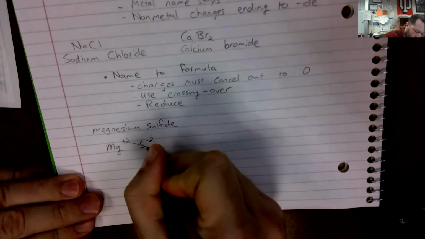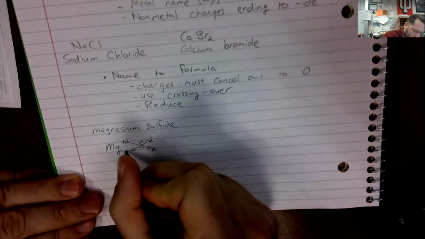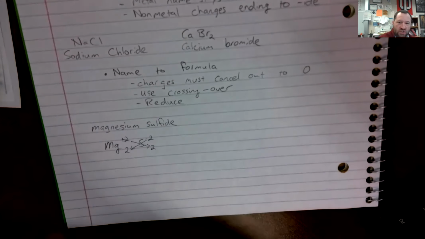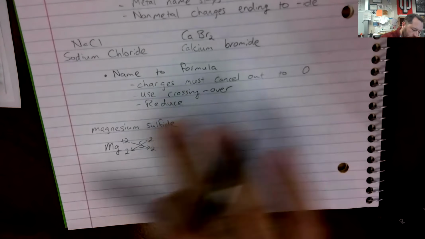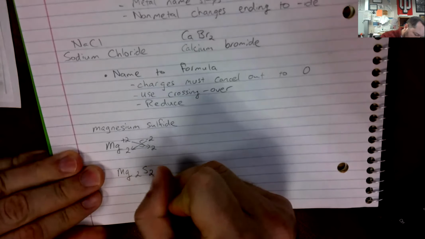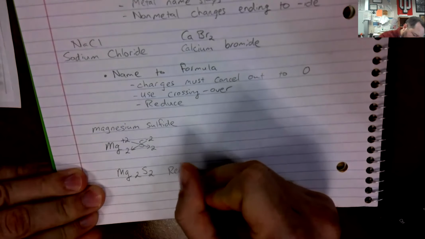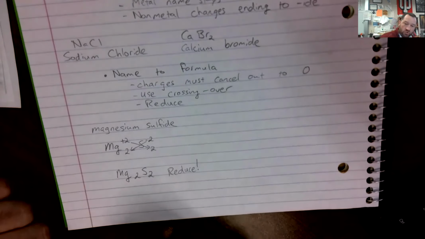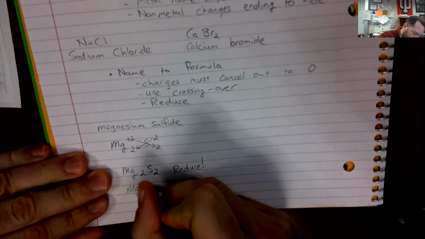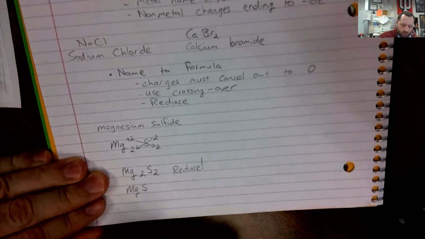I'm going to bring this 2 here down behind the S, and the 2 here down behind magnesium. I'm going to clean it up. Never keep the charges in your compound. Our compound needs to get back to 0, so I don't want to see those charges. So I'm going to rewrite this, Mg2S2. So see how that's a bit cleaner. And then also, we got to remember, reduce. Always reduce. A 2-to-2 ratio can be reduced down to 1-to-1. So the proper way to write magnesium sulfide, MgS, just a 1-to-1 ratio.